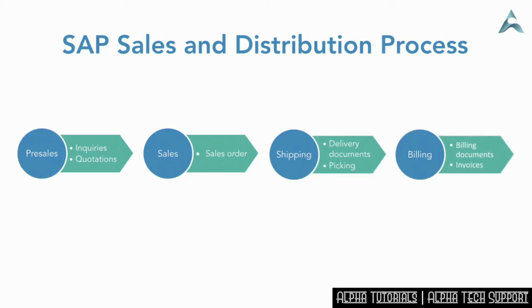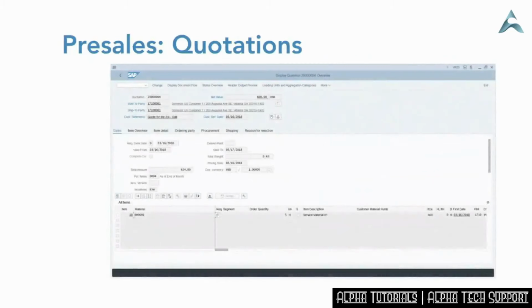Let's look at a typical sales and distribution process in the system. This is a sales quotation in the system. This quote is for a quantity of 5 hours of a service called Service Material 01. The total amount is $624, and the payment is due on the last day of the month.